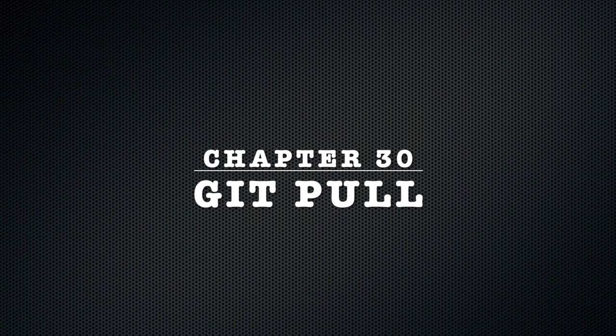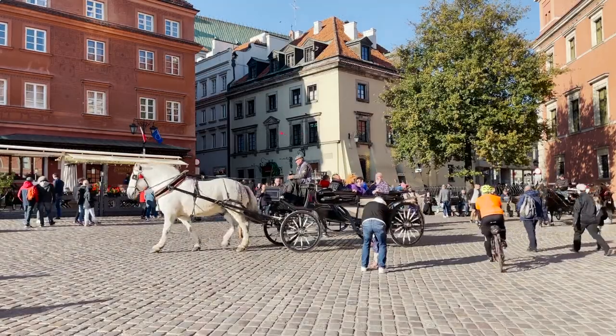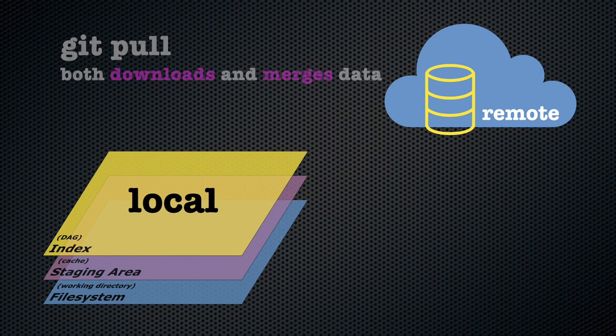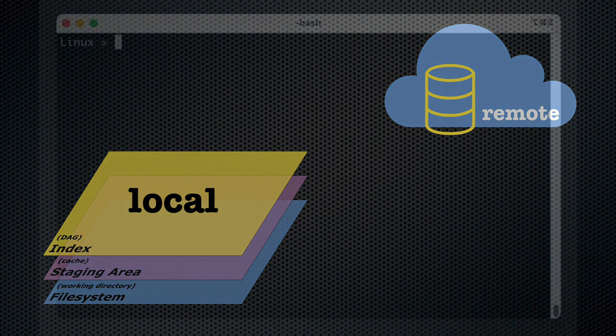Chapter 30, Git Pull. The Git Pull command is the more brave way to update from a remote. It will not only download changes, it will also merge them so that your local repository is in sync with the remote. If I make another change on the remote, we can see that running Git Pull will download and merge in one fell swoop.